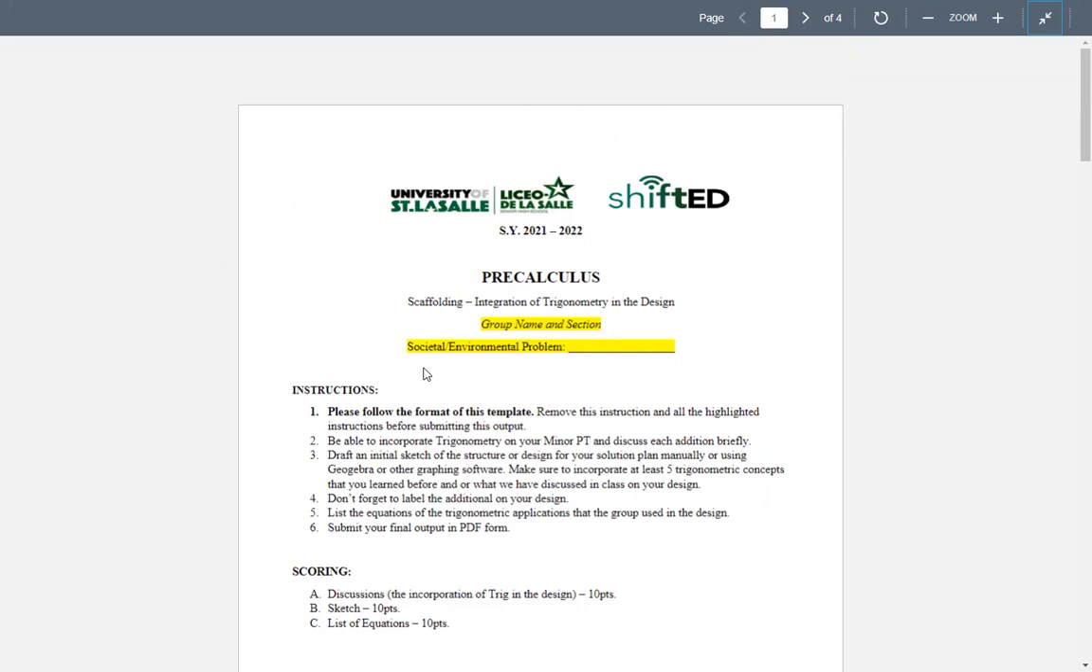And for our instructions for the scaffolding, please follow the format on this template, and remove this instruction, and all the highlighted instructions such as this one. So if you're going to submit this, just remove the highlights. So remove all the instructions and all the highlighted instructions before submitting this output.